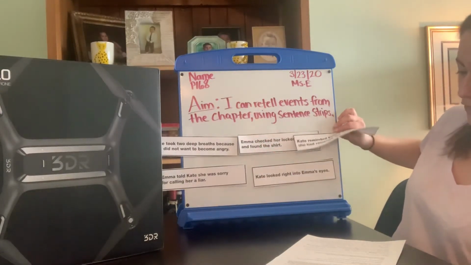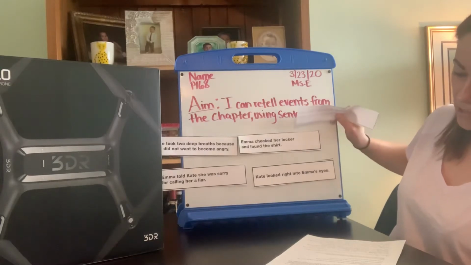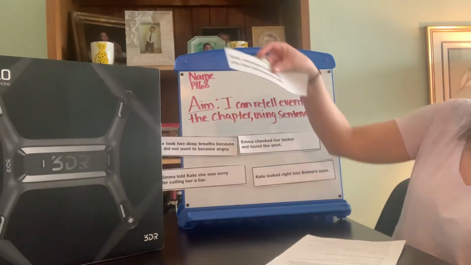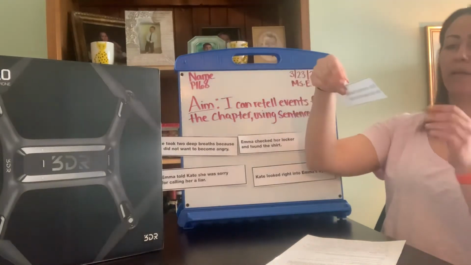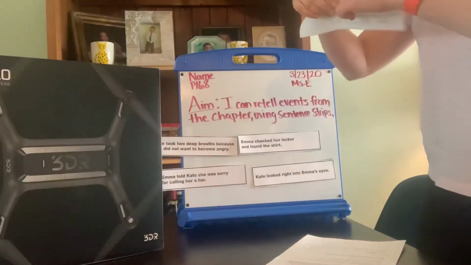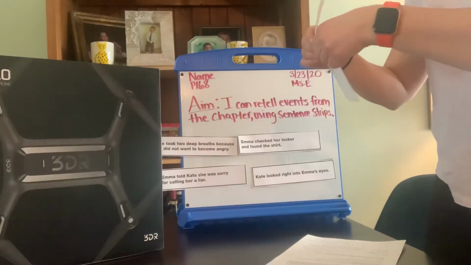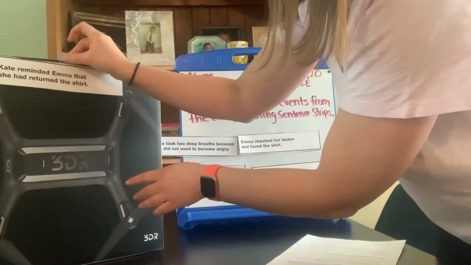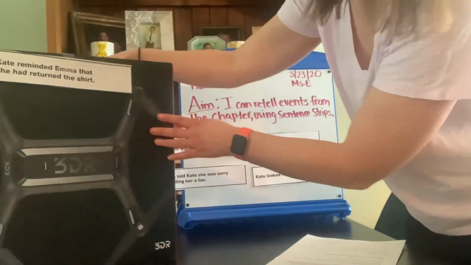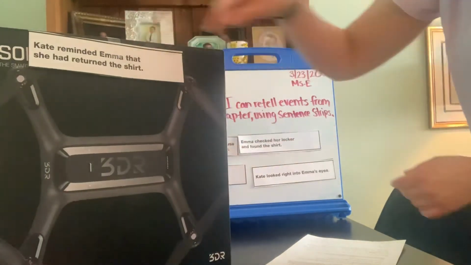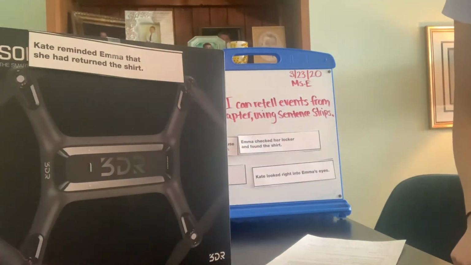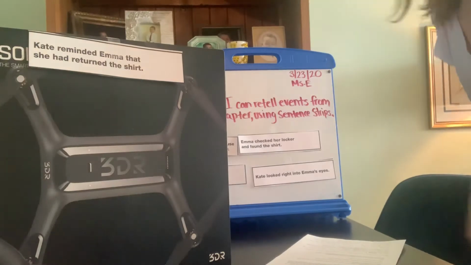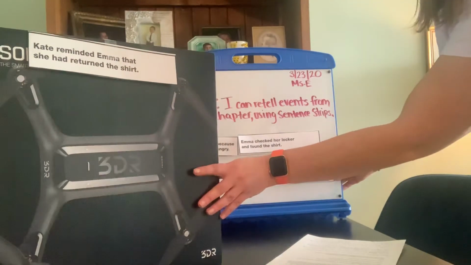So I think the first one is going to be Kate reminded Emma that she had returned the shirt. Oops, my tape got messed up. So I would take this one and put it first, for Kate reminded Emma that she had returned the shirt. Then I need to figure out what happened next.